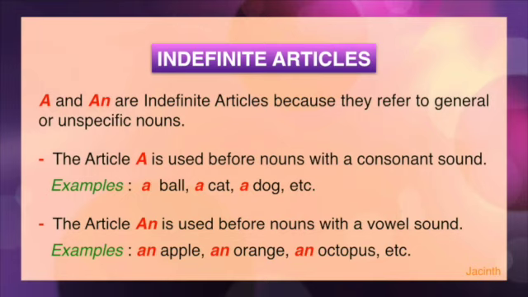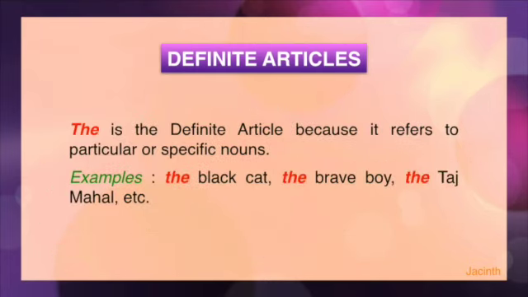The article a is used before nouns with a consonant sound. Examples: a ball, a cat, a dog, etc. The article an is used before nouns with a vowel sound. Examples: an apple, an orange, an octopus, etc. The is the definite article because it refers to particular or specific nouns. Examples: the cat, the black cat, the brave boy, the Taj Mahal, etc.